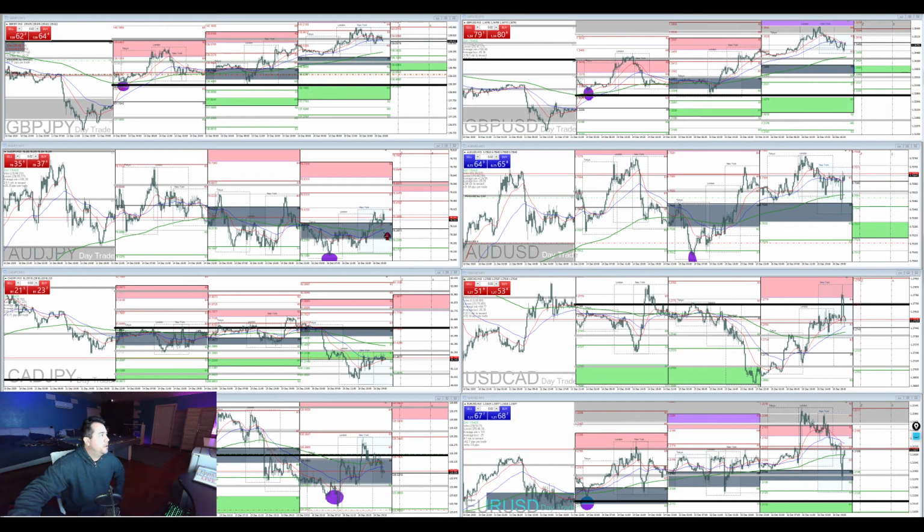Take a look here at the Australian yen, and I am going to go ahead and take this one here real soon. Okay. So yeah, I'm taking this one just because I am counting this as a break.